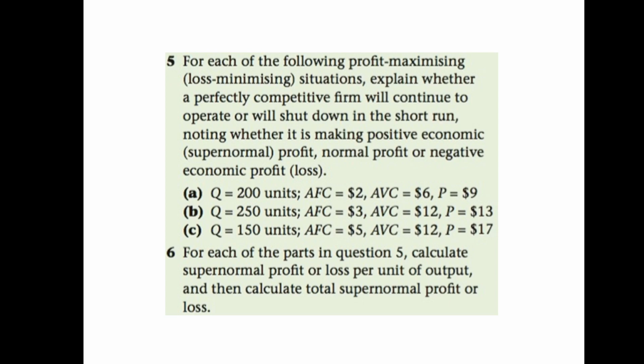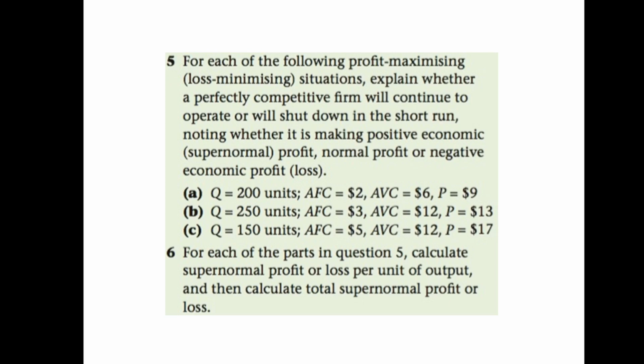What about B? Should they shut down the company for B? Yes. Why? Yeah, Ian is correct. So you can see they are making a loss. By how much? Per unit, two per unit. In terms of total loss, what is it? Total loss, 500. Okay, so you can see here, 500 total loss.